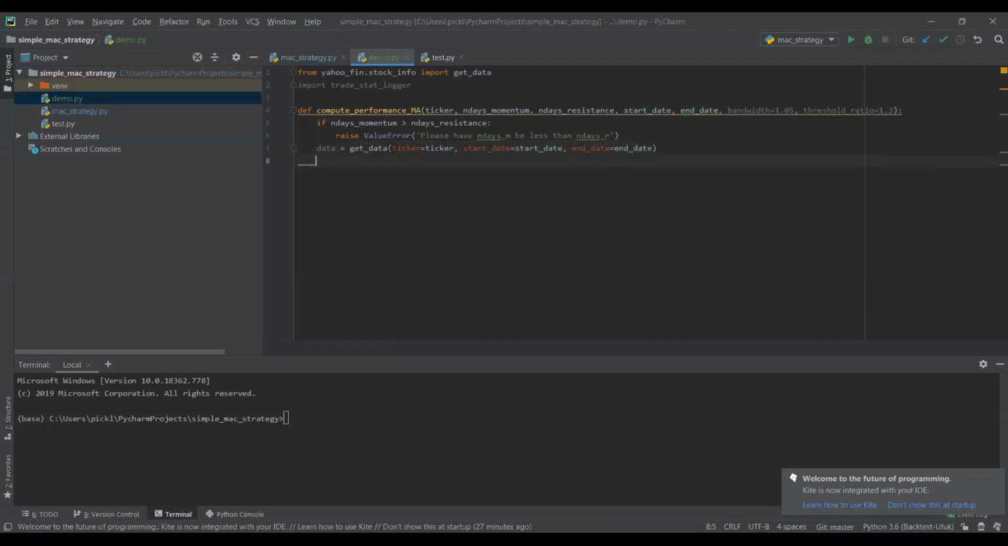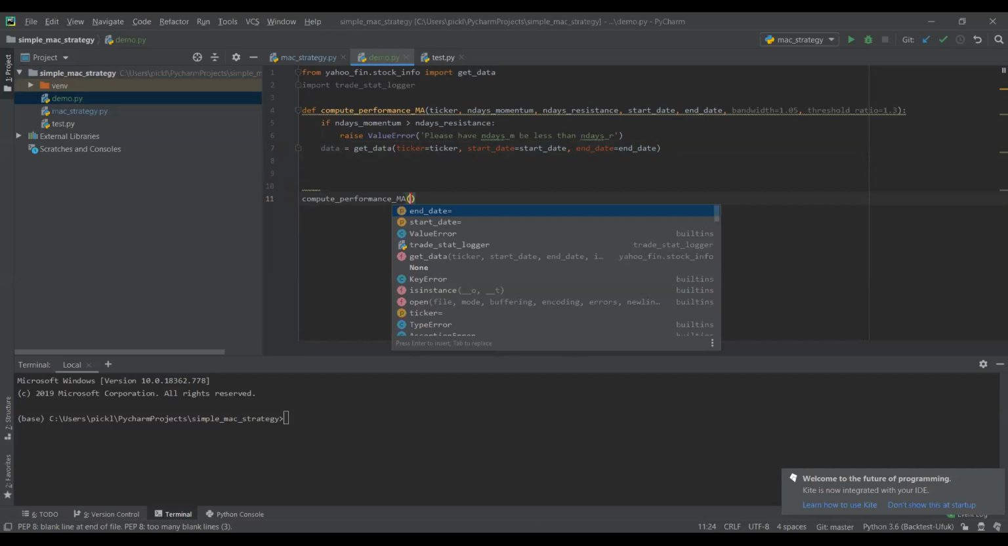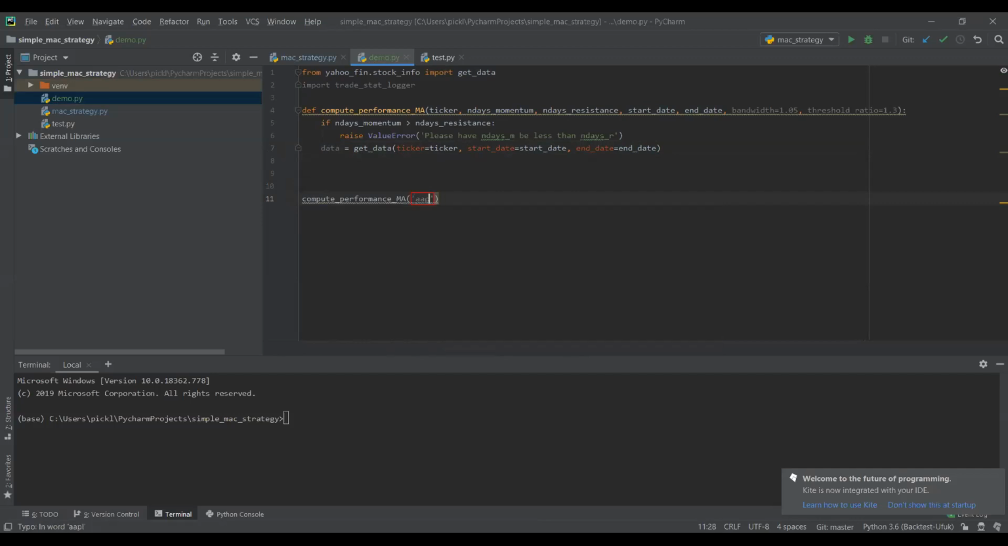Right now we don't have a value for those, but later we're gonna call this function with some dates, like 01, 01, with two more things. Okay, so I'll just leave this blank for now.